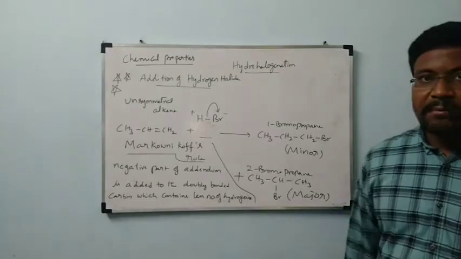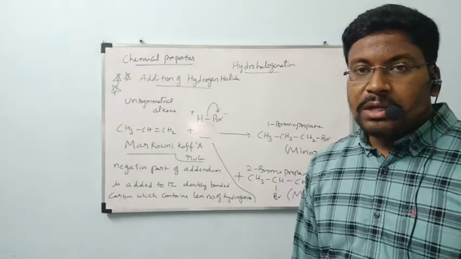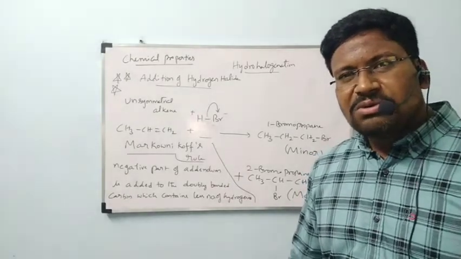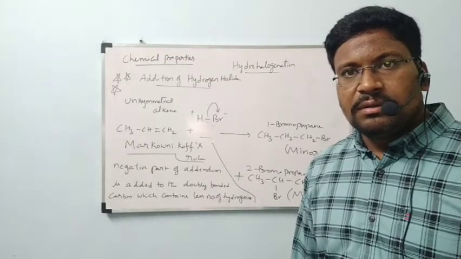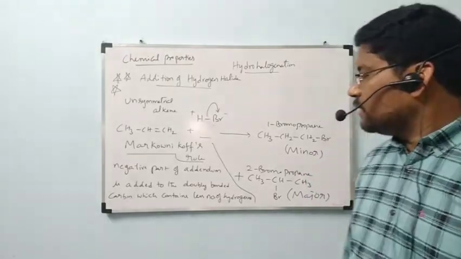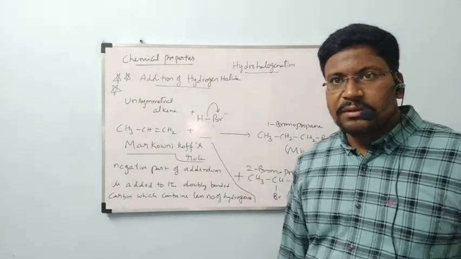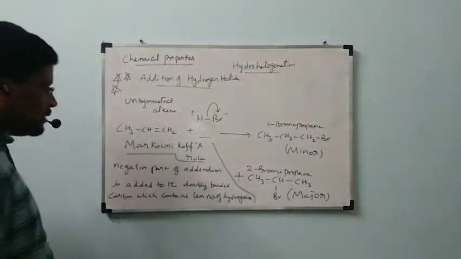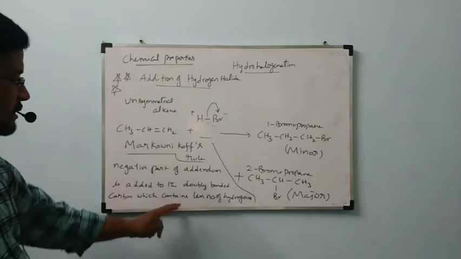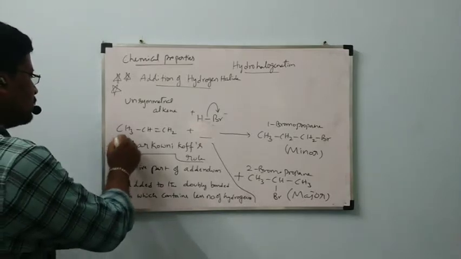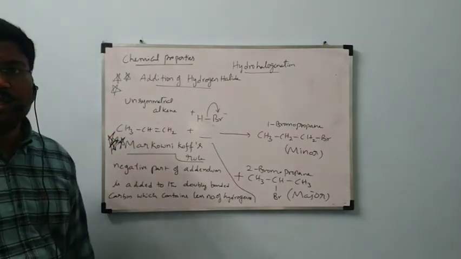This was given by the scientist Markovnikov. That's why it is also called Markovnikov's rule. Depending on this rule, so many reactions will be there in 12th class also. It is highly useful. Please understand carefully, all of you. Now we will see the mechanism of this reaction. I hope you are clear. Finally, one more time: the negative part of the addendum is added to the doubly bonded carbon which contains less number of hydrogens. Make it a very important statement.